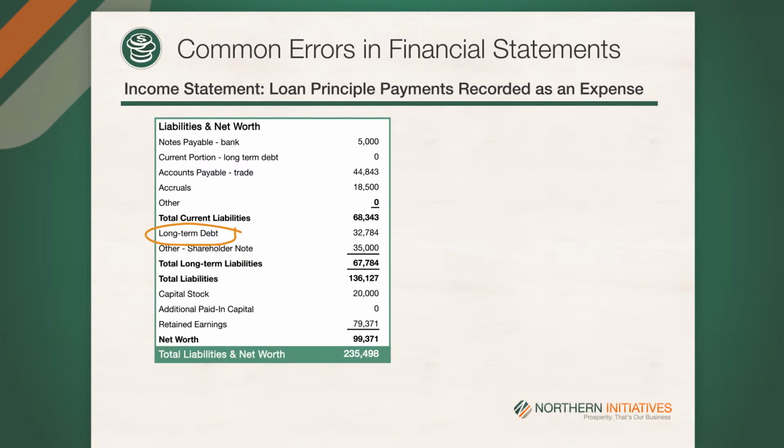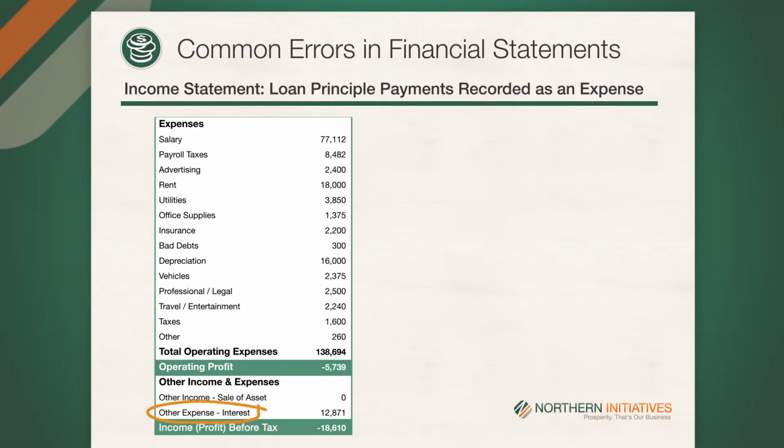Loan principal payments recorded as an expense. When a business borrows money from a bank or other lender, the principal amount of the loan is recorded on the balance sheet, and the interest that accrues and is paid is reported on the income statement. The interest is the expense the business incurs to borrow money. Only the interest is reported on the income statement.